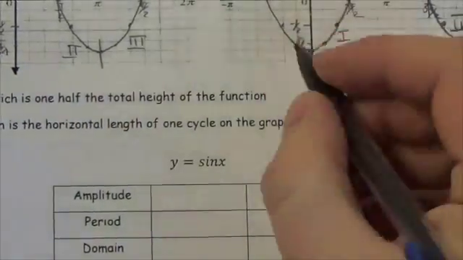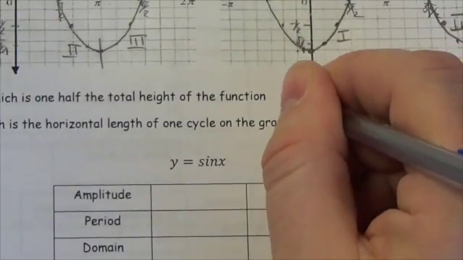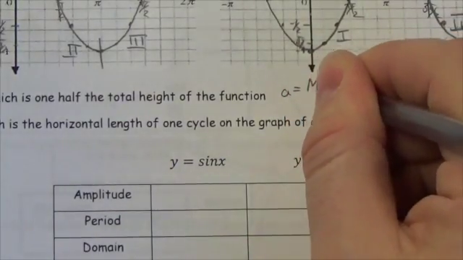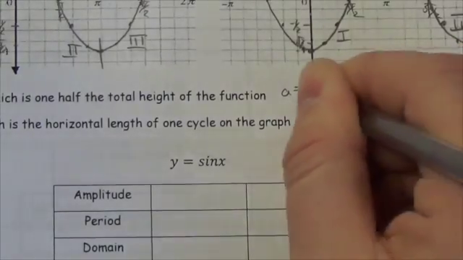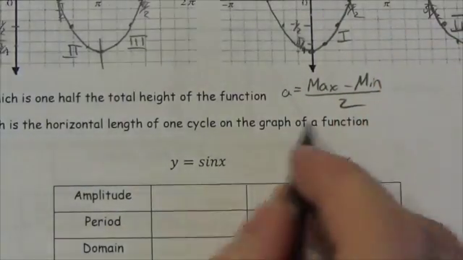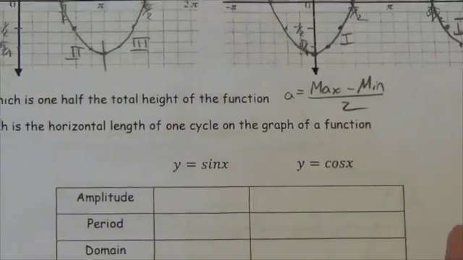The equation that we typically do, okay, and we would use the letter A for amplitude. We're going to use the maximum value of the function, we're going to minus the min, and divide by 2. It's the separation between the two, okay?